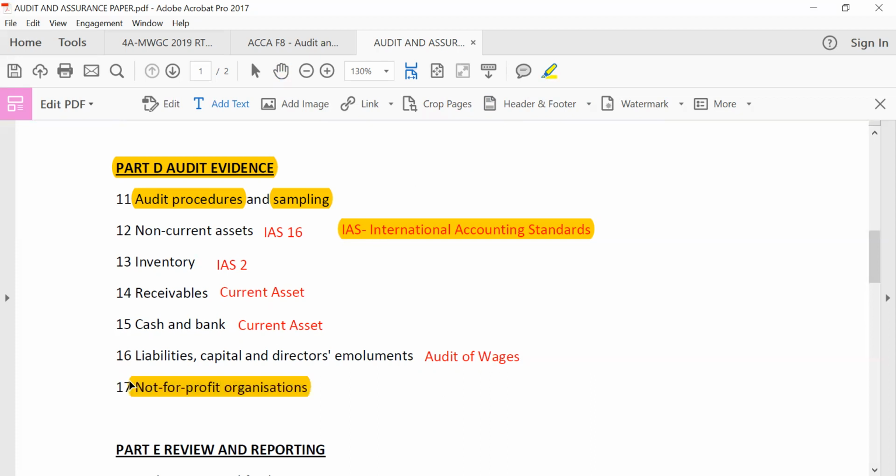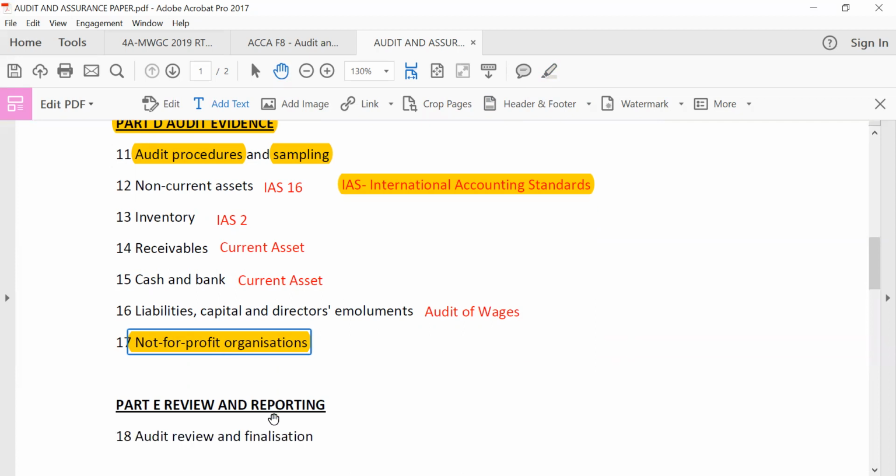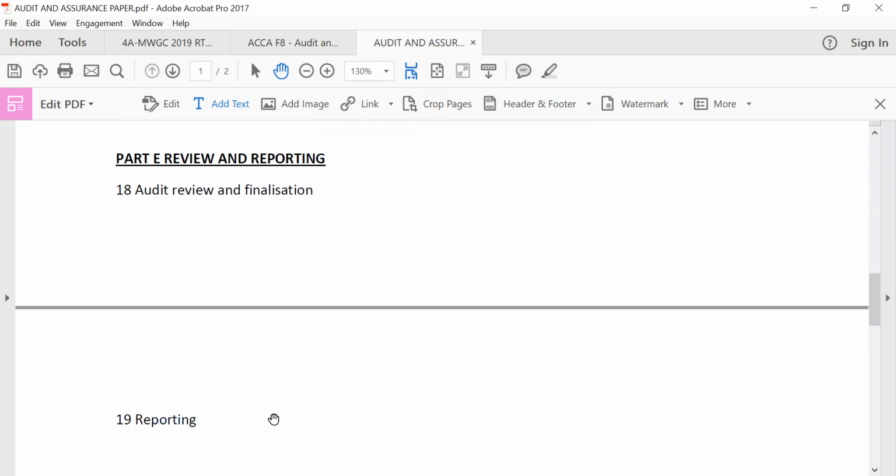So over here, we still talk about the 3 E's: economy, efficiency, and effectiveness, right? Not-for-profit organizations are audited in a slightly different way from profit-making organizations. So we talk about the ins and outs of issues pertaining to not-for-profit organizations like charitable organizations.